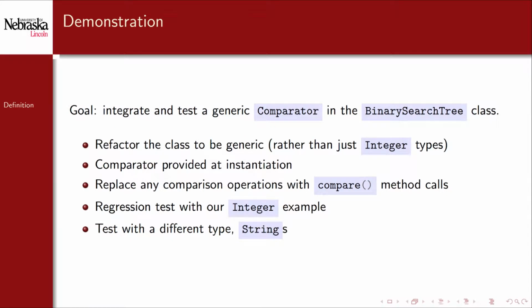Our goal will be to integrate and test a generic comparator in the binary search tree class. We'll have to refactor this class to be generic rather than just applying to integer types. We'll provide the comparator at instantiation. We'll replace any comparison operations with the generic compare method call. We'll also do some regression tests to make sure that we didn't break anything with our integer example. And then we'll test with different types, strings in particular.